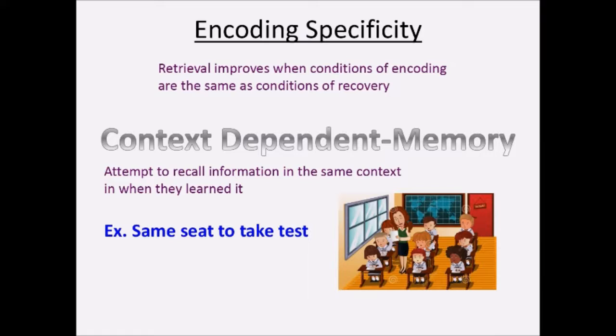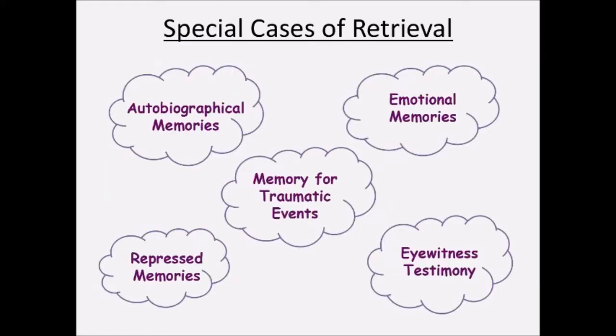The encoding specificity principle states that retrieval improves when conditions of encoding and retrieval match. In many instances, people remember better when they attempt to recall information in the same context in which they learned it. This is a process referred to as context-dependent memory. Example: taking a test in the same seat. These are the special cases for retrieval: autobiographical memories, emotional memories, repressed memories, and eyewitness testimony.